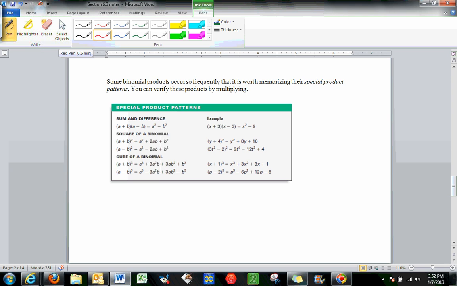Sometimes, depending on what type of polynomial you get, when you multiply polynomials, you'll notice that they create a special product pattern. Now, I'm not real big into memorizing patterns, but if this is a technique that works better for you, by all means go ahead and use it.